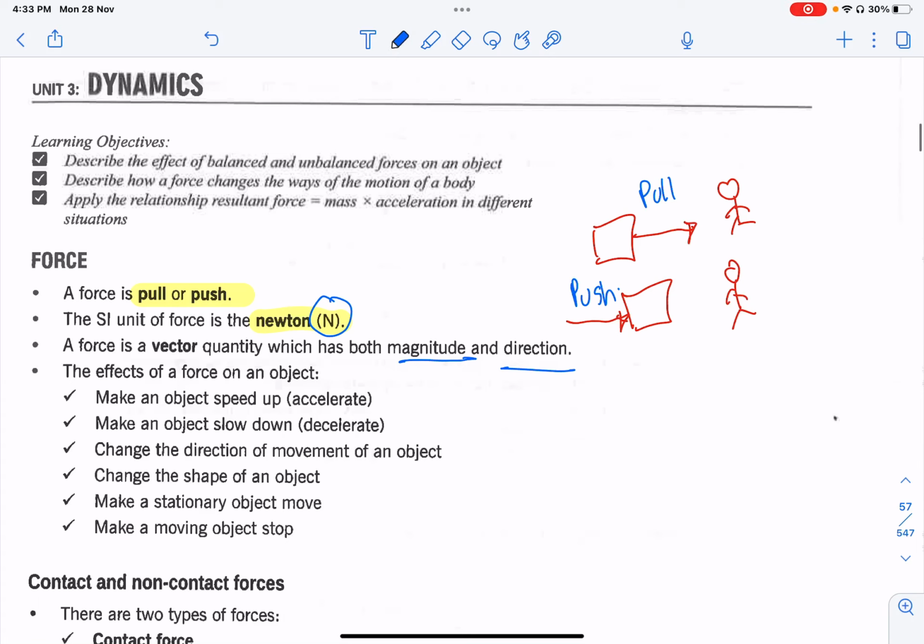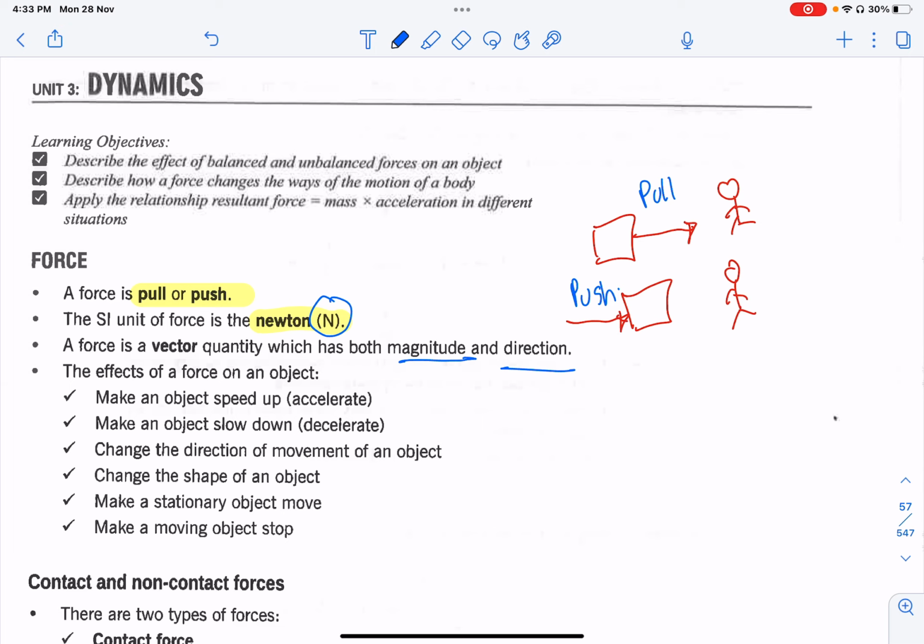Okay, so today we'll be talking about dynamics, the third unit, and in this case, it's more on the topic about force. So, first of all, what is a force? A force is either a push or a pull action. So, for example, let's say you have a box, like for example this thing.